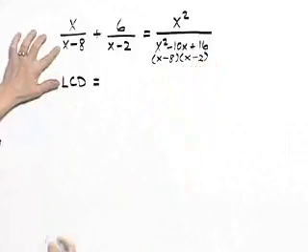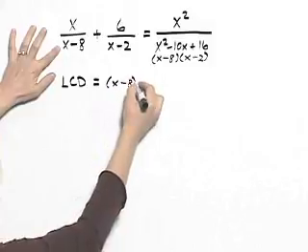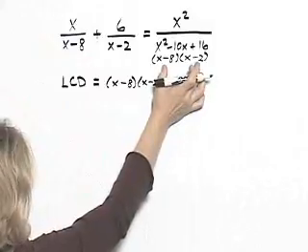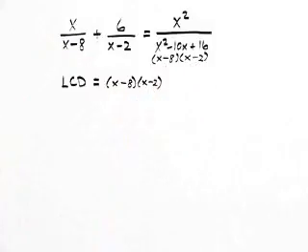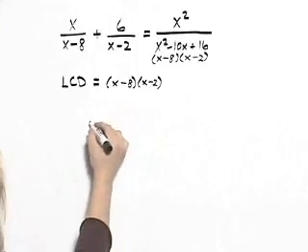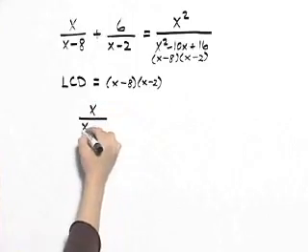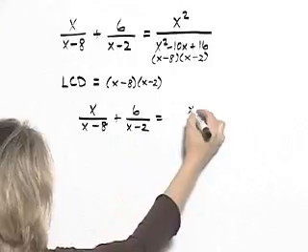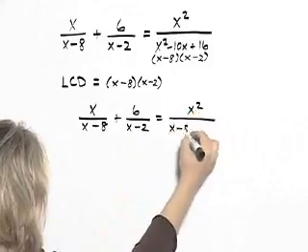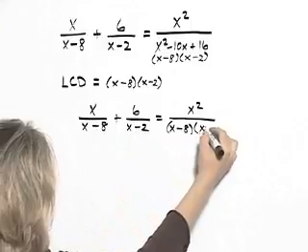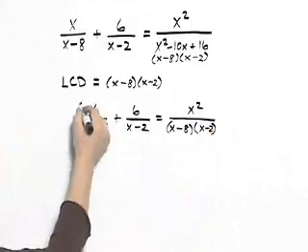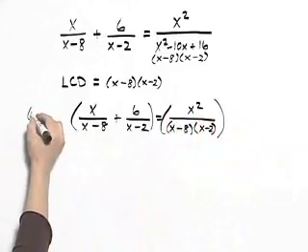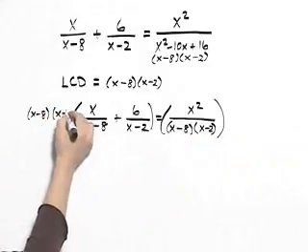So the LCD has to contain x minus 8, has to contain x minus 2, and it has to contain x minus 8 times x minus 2, which we already have. So our LCD is as given. I will now rewrite my equation as it is given. I will leave the denominator in the right-hand side factored, and I will multiply each side of the equation by my LCD, which is x minus 8 times x minus 2.